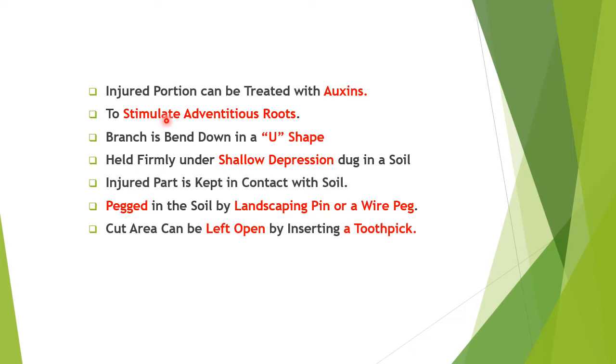The injured portion can be treated also with root promoting hormones, which are auxins. They stimulate adventitious roots, and a branch is bent down in a U shape, held firmly under a shallow depression dug in the soil. The injured part is kept in contact with soil, pegged in the soil by a landscape pin. You have pins available, or a wire peg with which you are fastening the branch to the soil. Sometimes to promote more rooting, you keep the wound open by inserting a toothpick into that area, so that more adventitious roots are formed there.